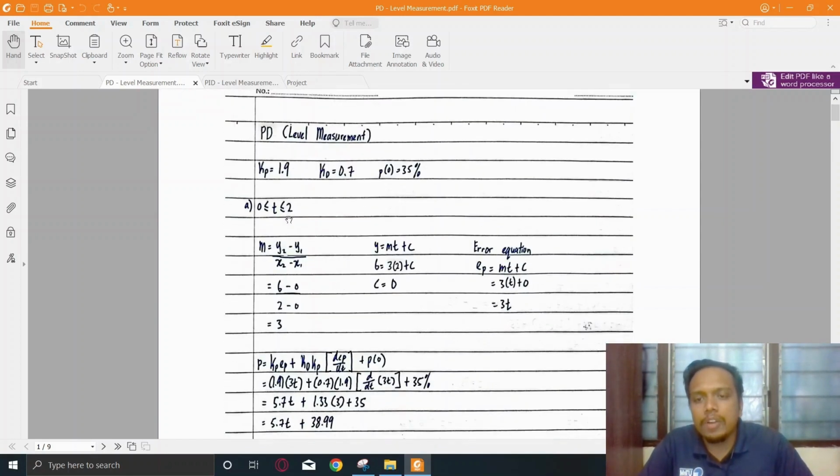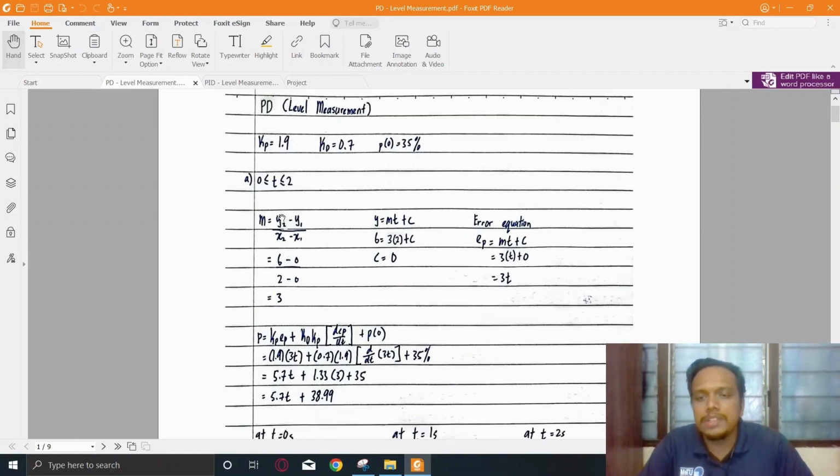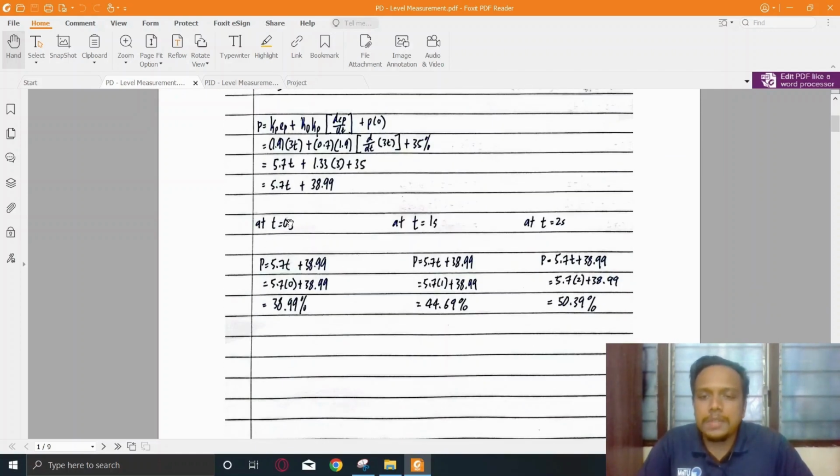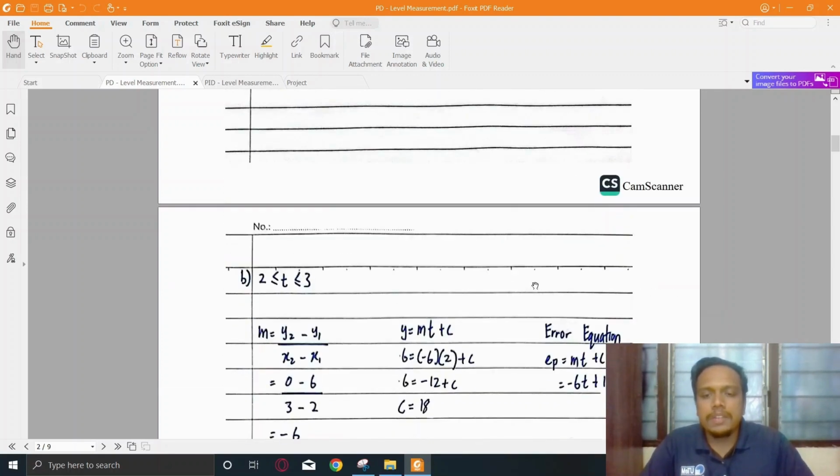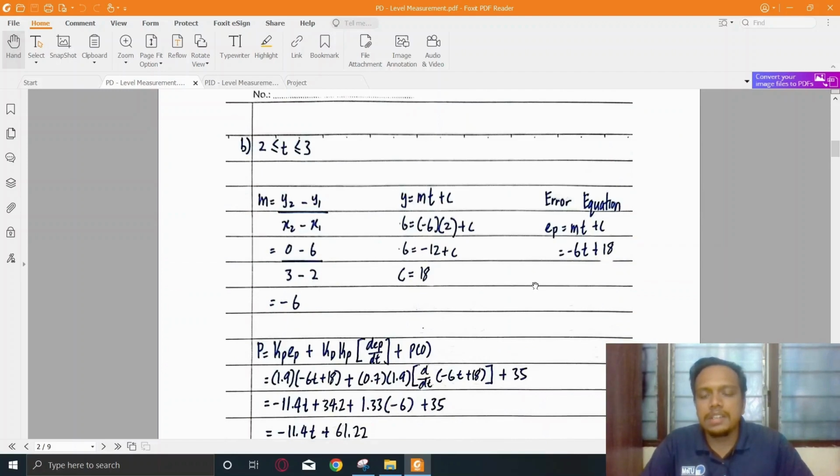Since we are finding from the range 0 to 2, which is 0, 1 and 2, we just substitute the values t = 0, 1 and 2 respectively into this equation. We get that at 0 seconds it is 38.99%, at 1 second it is 44.69%, and at 2 seconds it is 50.39%. The same thing, we just repeat the process, increasing the range.